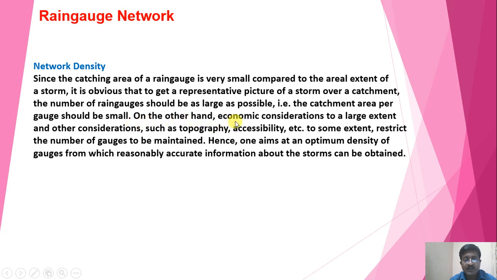On the other hand, economic considerations to a large extent, and other considerations such as topography, accessibility, etc., to some extent restrict the number of gauges to be maintained. Hence, one aims at optimum density of gauges from which reasonably accurate information about the storms can be obtained.